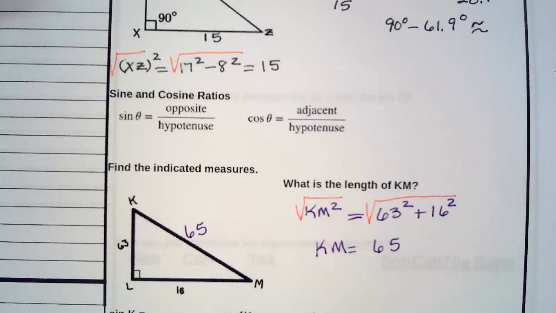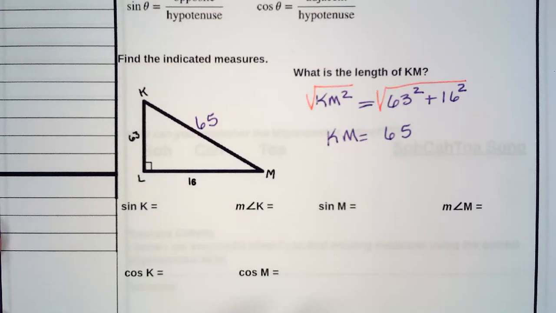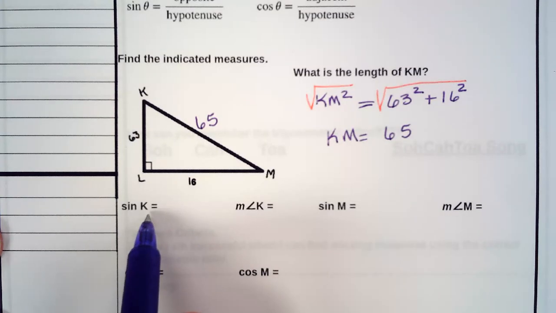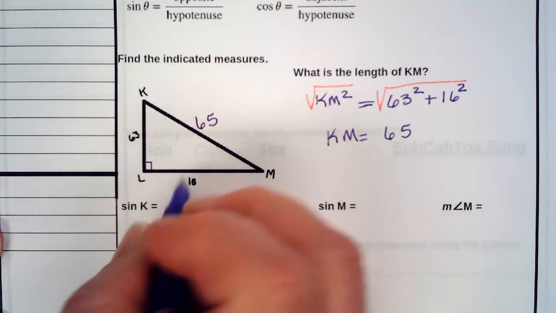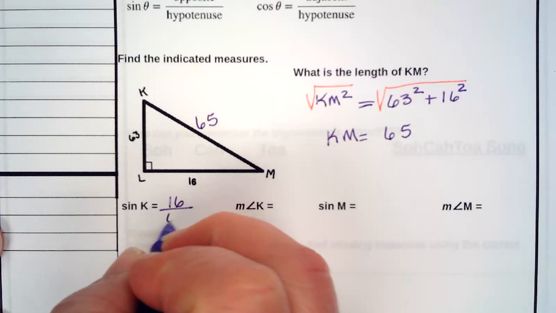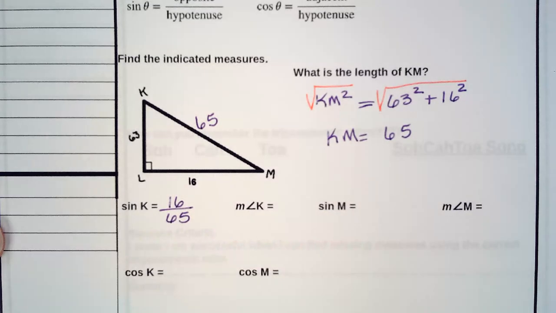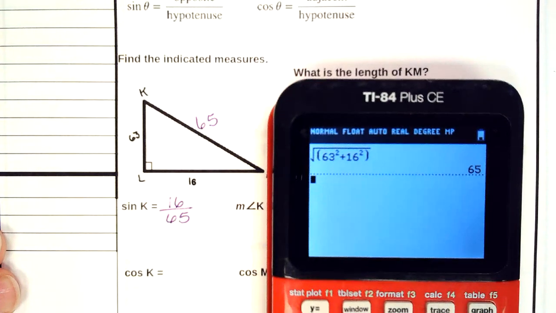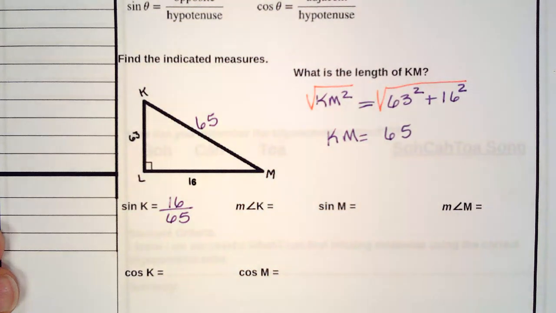So now, let's look for the sine of the different angles. Remember, the sine of k, here's k, is opposite over the hypotenuse. The opposite is 16. The hypotenuse is 65. Can it be simplified? I don't know. I don't see anything that should go into both of them. But if I'm making sure, I'll take 16 divided by 65. I'll hit my math button. I'll hit enter and enter again, and it's still 16 over 65. So that is simplified.